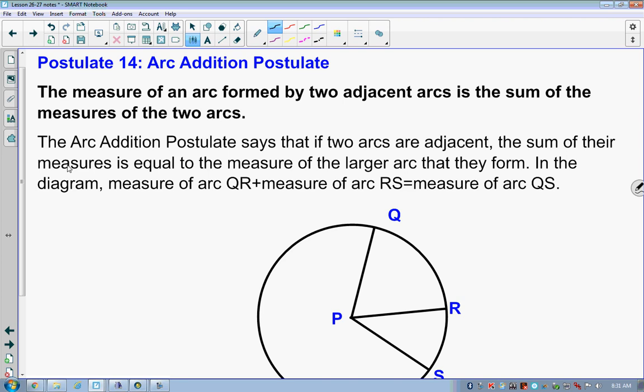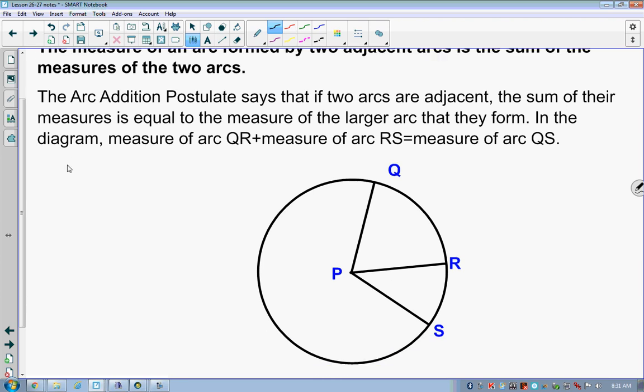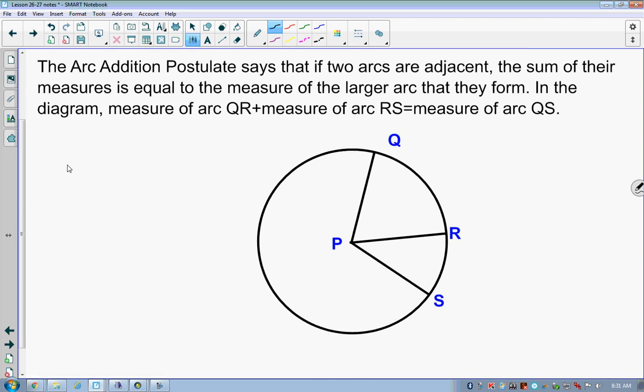The measure of an arc formed by 2 adjacent arcs is the sum of the measure of the 2 arcs. Now, whenever they say arc, they're referring to like from Q to R and from R to S. Okay? And we measure arcs in degrees. So the arc addition postulate says that if 2 arcs are adjacent, the sum of their measures is equal to the measure of the larger arc that they form. So we would want to know what is arc QRS. We would find that by taking arc QR, adding arc RS to it, and that's going to give me arc QRS. Does that make sense? Okay. Hopefully not too complicated there.